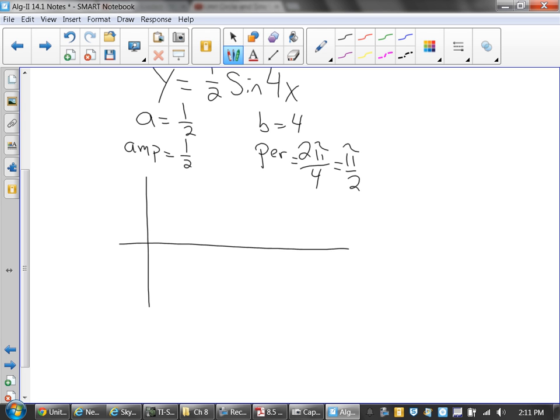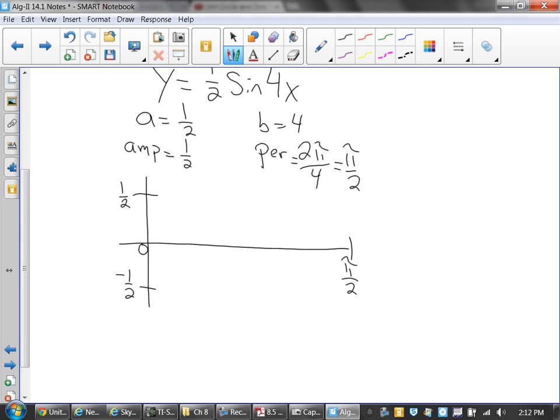You know that you're always going to label out your amplitude and your period first, because it's the easiest stuff to work with. The highest value I'm going to have is positive 1/2. The smallest value I'm going to have is negative 1/2. So I put them there. Doesn't matter where, they're just there. I know that my period is pi over 2, so the last number out here is pi over 2. These always start at 0.